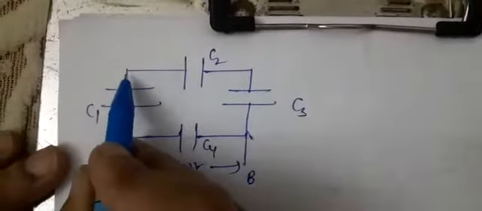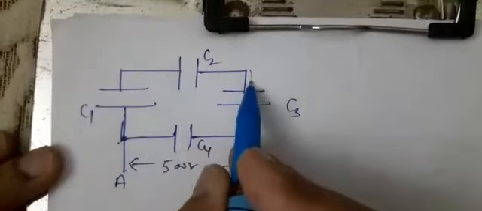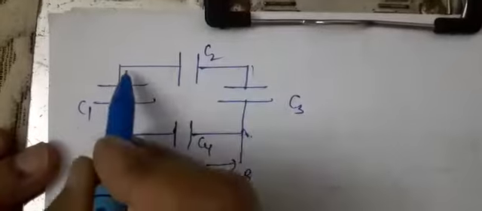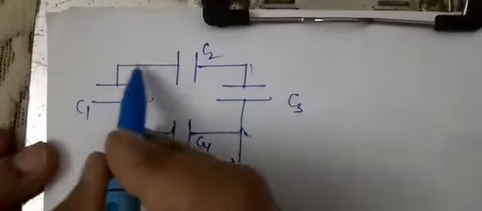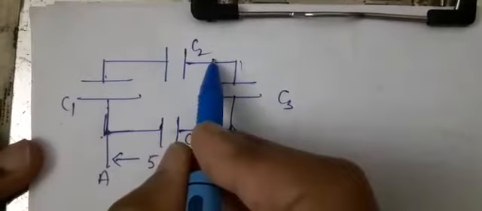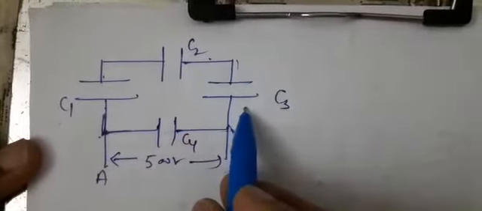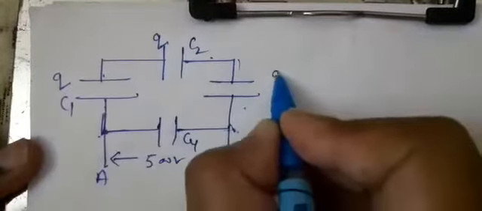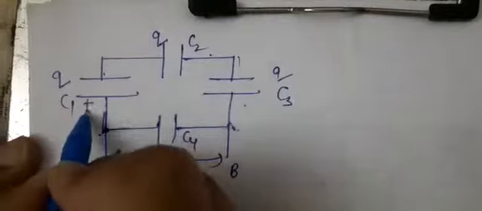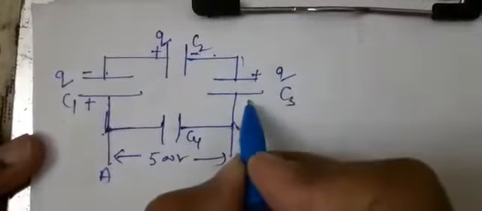Now for these capacitors C1, C2 and C3, the same charge will flow because there is no distribution; further there is no other path. So whatever charge is on C1, the same will be on C2 and the same will be on C3. So let Q be the charge on each of the capacitors C1, C2, C3. So it will be positive, negative, positive, negative, positive, negative.